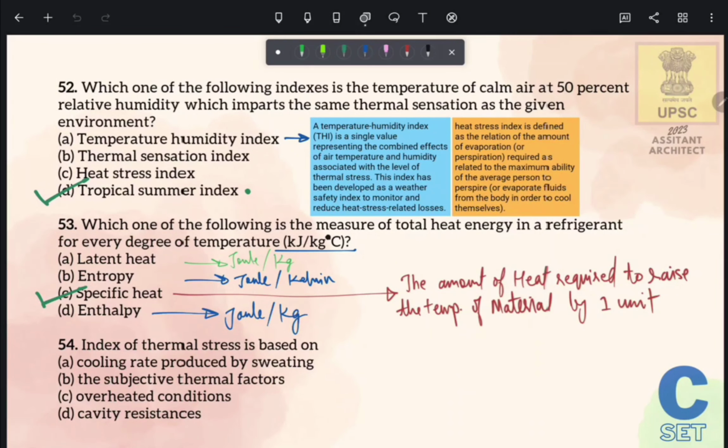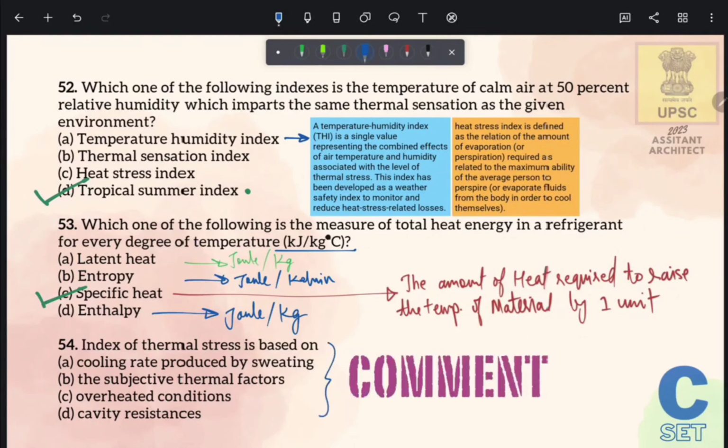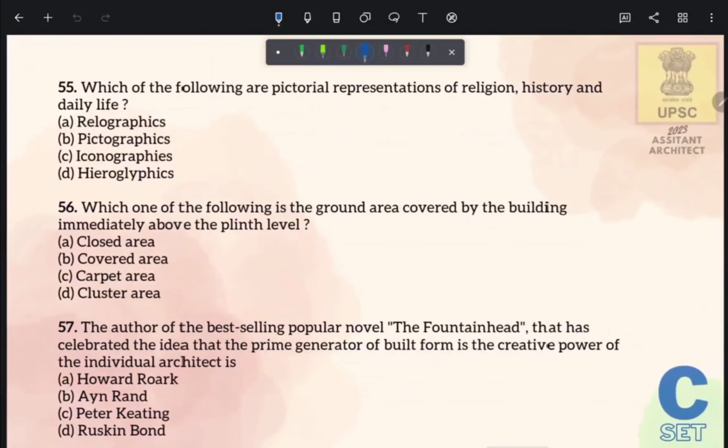Question number 54 is index of thermal stress is based on. So this question is for all of you. So if you know the correct answer of this question, please comment us down below. Let's move to the next question.